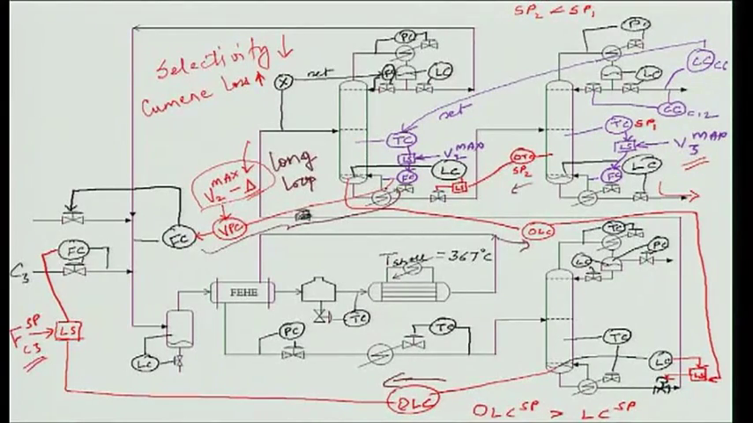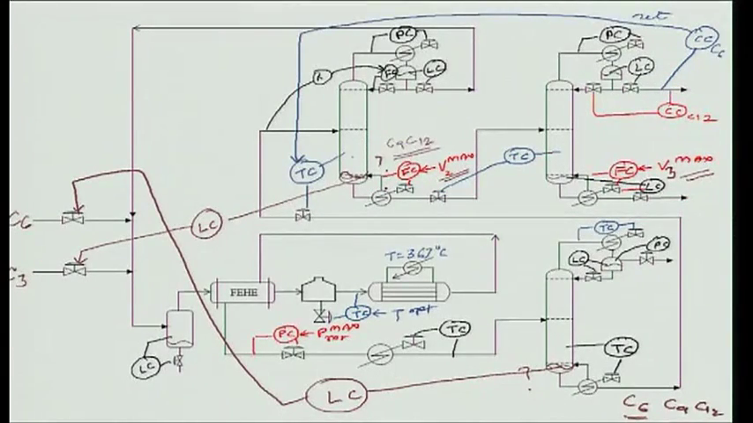So you had a long economic loop and local level loops. In this case, what do we have? We have local economic loops and long level loops. This is a long loop, this is a long loop. So that is the difference in these two approaches.